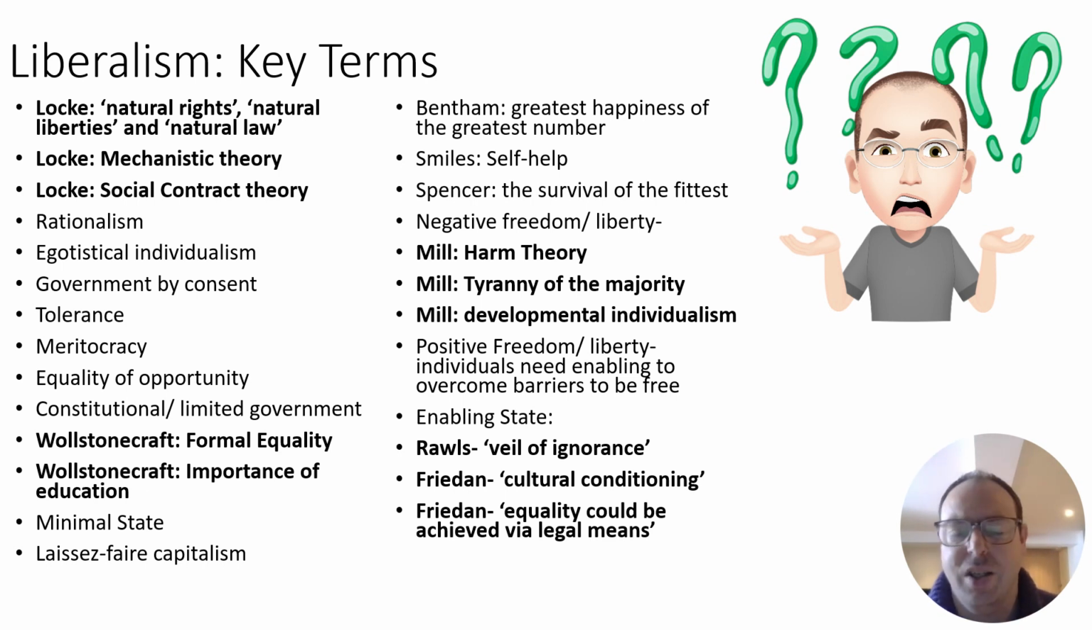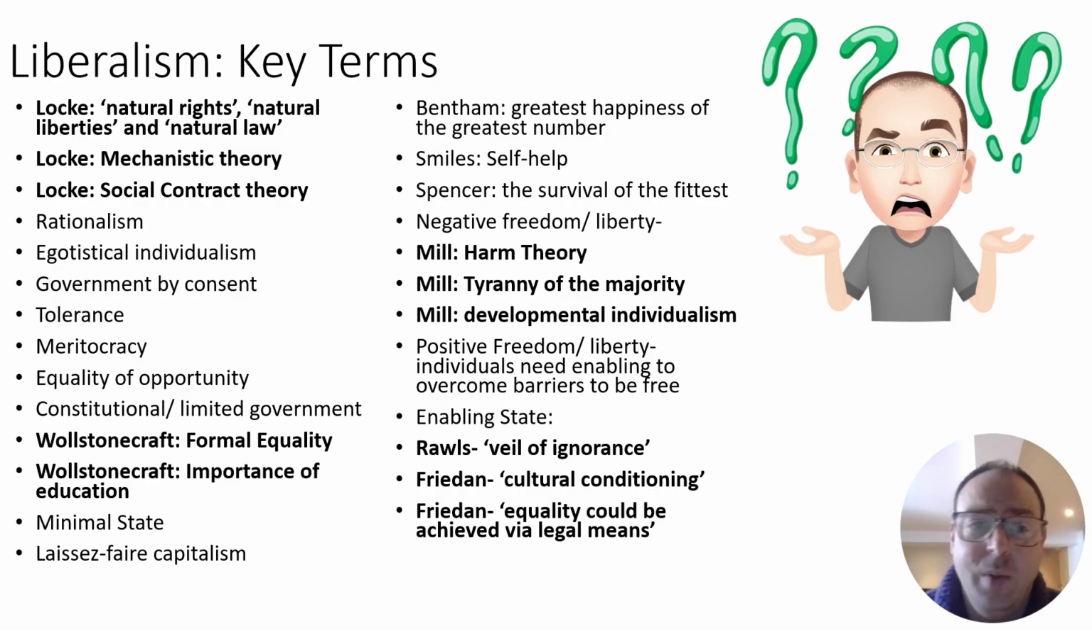He talks about the rationality of humanity, and therefore mechanistic theory, this idea that people are rational and therefore will rationally create a state which is in the best interests of the people. He talks about social contract theory, the idea that the state can't do what it wants. There's that contract between the people and the government, so between the governing and the governed, which means that they will act responsibly and they will act in the best interests of the people. So you need to know about things like rationalism, about egotistical individualism.